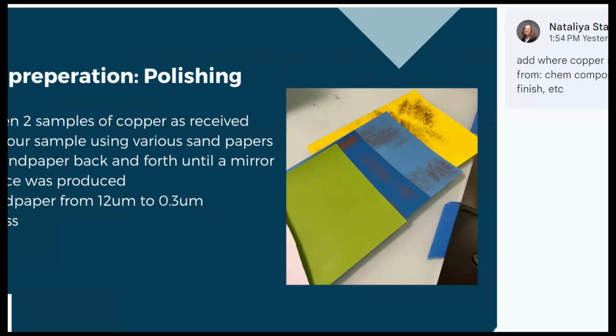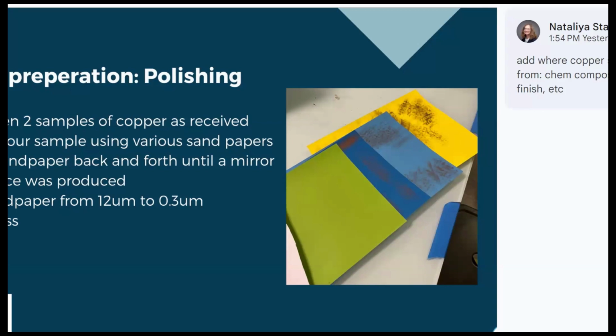We started by moving the sample back and forth in one direction on the coarsest sandpaper we had. The coarseness of the paper corresponds to the grit, which refers to the size of the particles capable of polishing that are embedded in the paper. The lower the grit, the larger the particles are. The first sandpaper we used was 12 micrometers, which is the largest grit size that we used. And we switched to sandpaper with smaller micrometer sizes ranging from 9 micrometers to 5 micrometers.